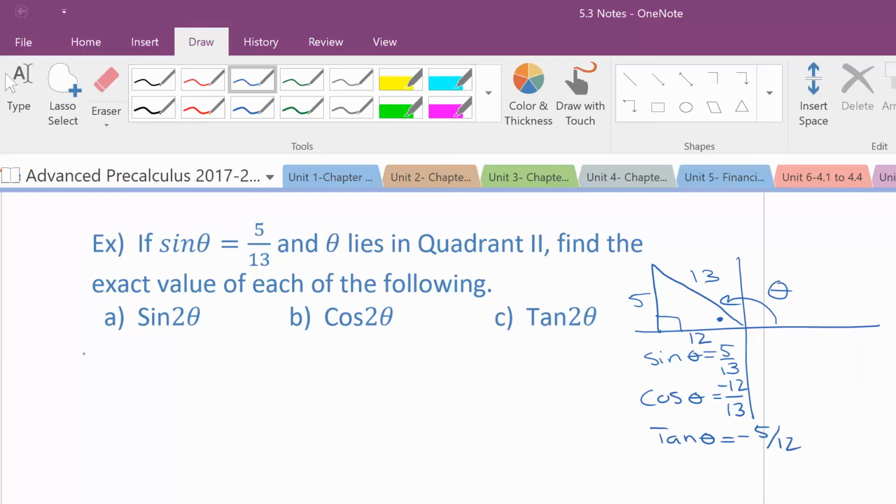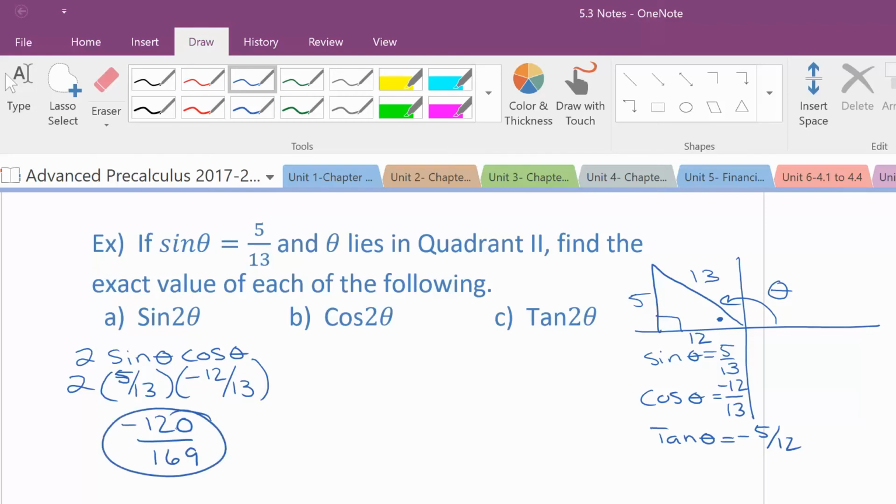So sine of 2 theta is 2 sine theta cosine theta. So you substitute in, and you get 2 times 5/13 times negative 12/13. And 2 times 5 times negative 12 gives you negative 120 over 169. And notice you might think, well, isn't sine positive in the second quadrant? But if you double it, it's either going to go to the third or fourth quadrant where it's negative.